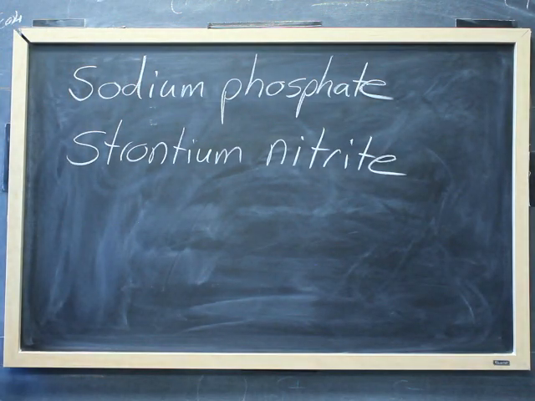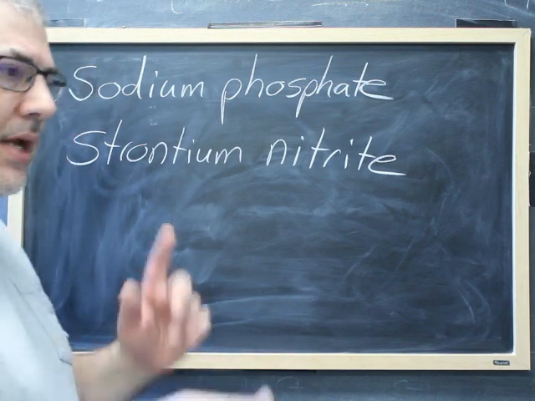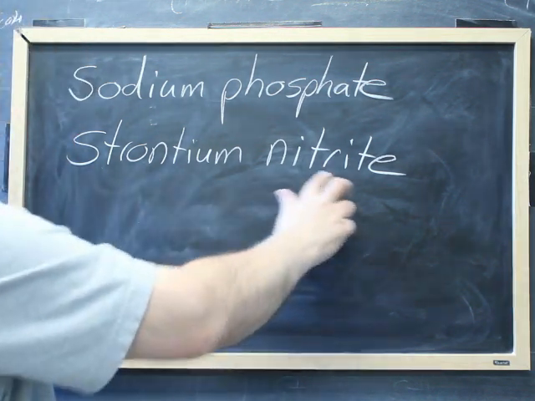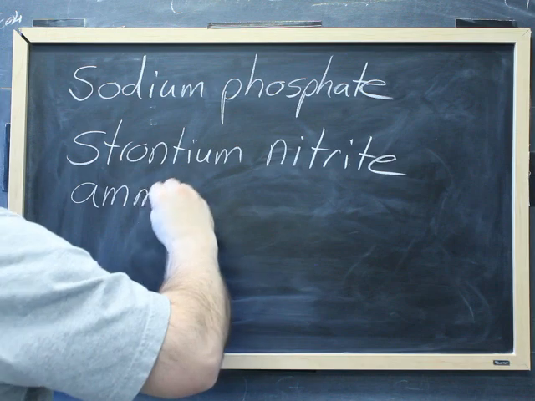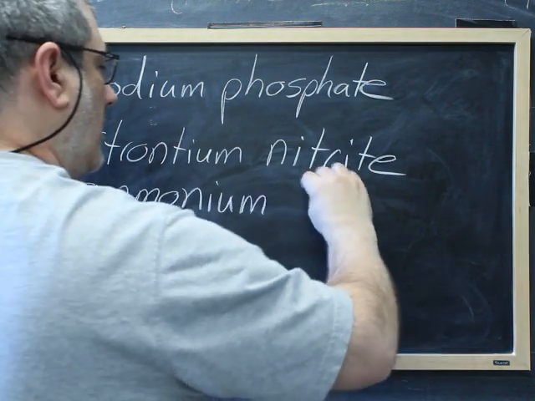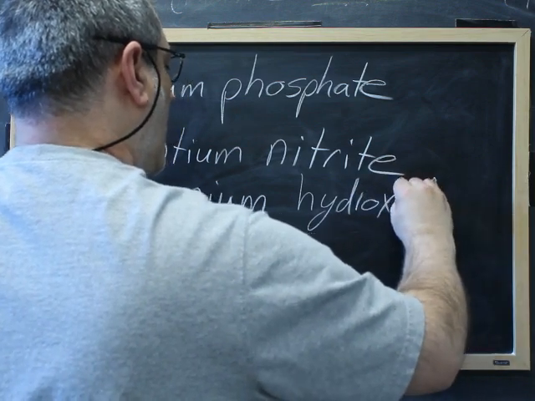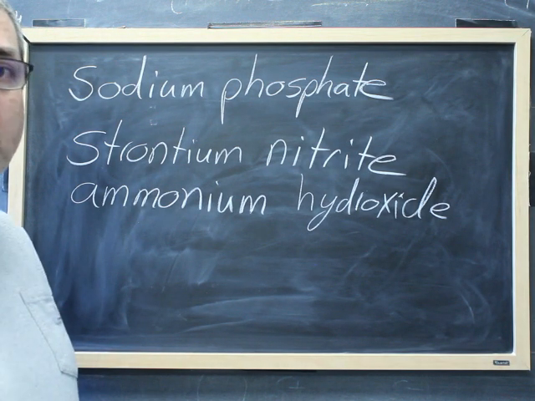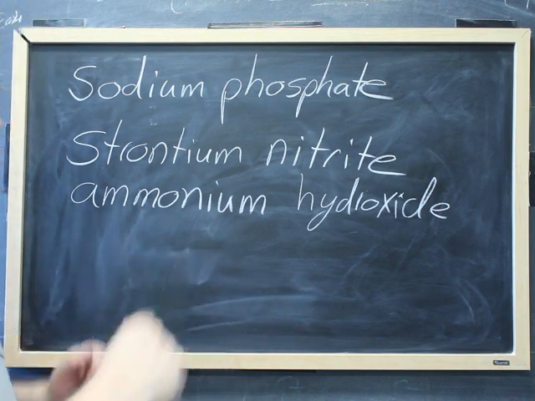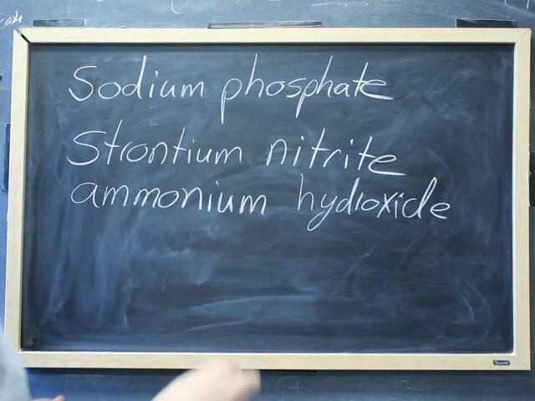Strontium nitrite. Again, take the time, pause or whatever, write that down. Again, I can't stress enough how important it is in nomenclature to be able to seamlessly go back and forth from the name of the compound to the chemical formula. Ammonium hydroxide. Ammonium and hydroxide are both polyatomic species, but there's nothing wrong with having a chemical formula of two polyatomic species. In fact, that's actually quite common.